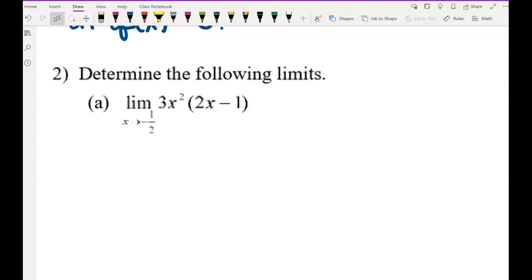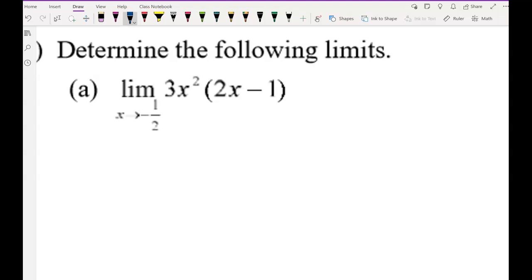A says, find the limit. How we read this is find the limit as x approaches negative 1 half of this function, 3x squared times the quantity of 2x minus 1. If you distribute this, it's going to be a polynomial, but you really don't have to distribute. We don't have any fraction, therefore we know it's going to be continuous the entire time.